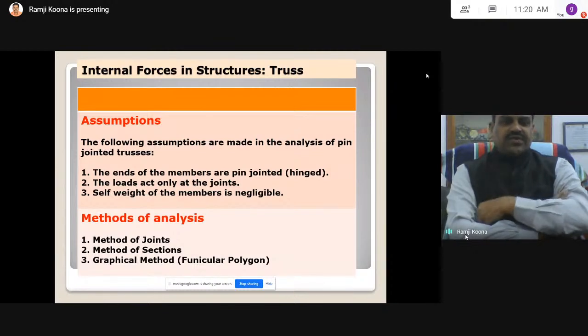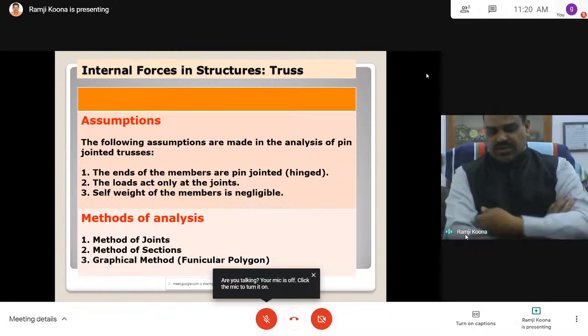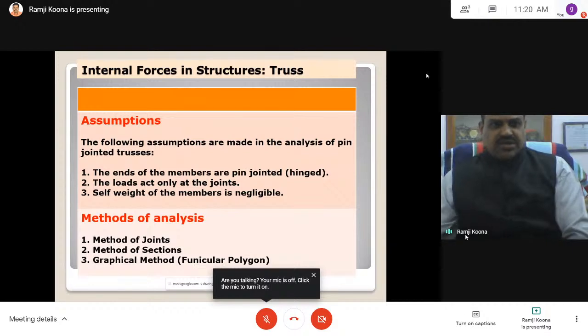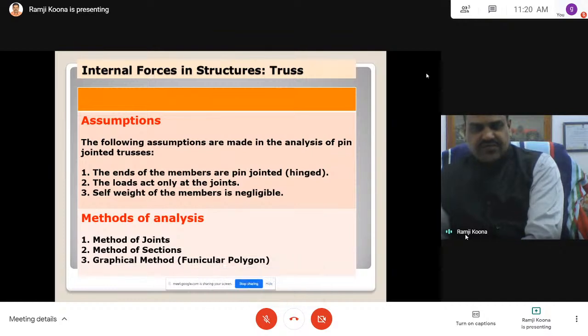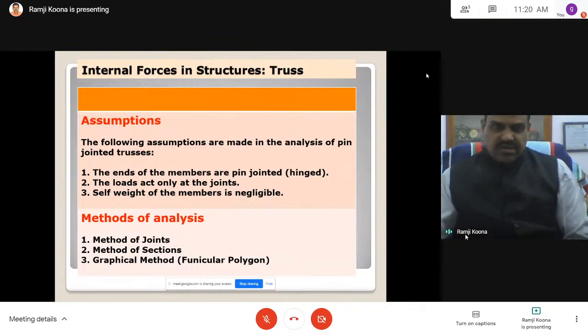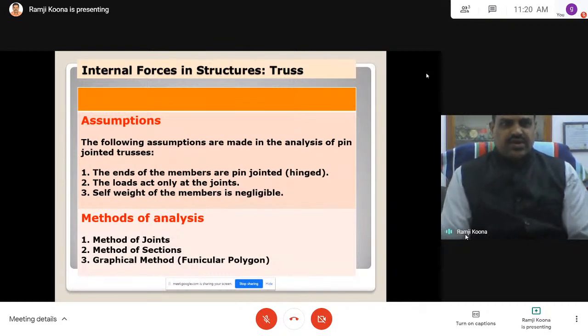What are the methods of analysis which we are using to solve your problems? It can be a method of joints, or it can be a method of sections, or it can be a graphical method, that is funicular polygon, etc. These are the three methods we are considering to analyze the stresses, depending upon the convenience of the problem.